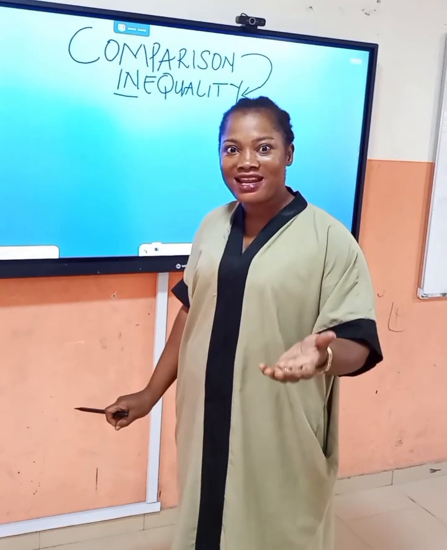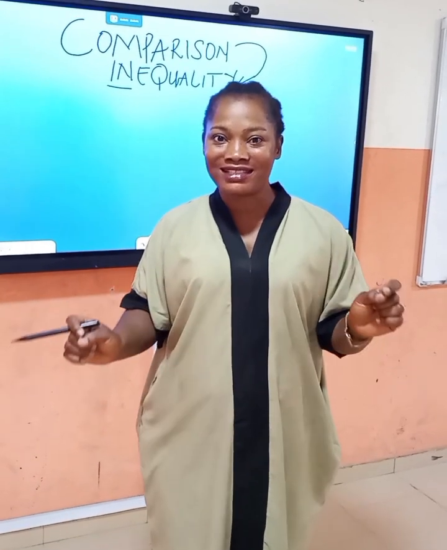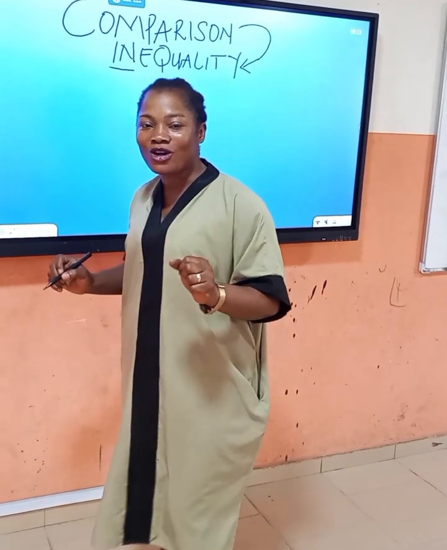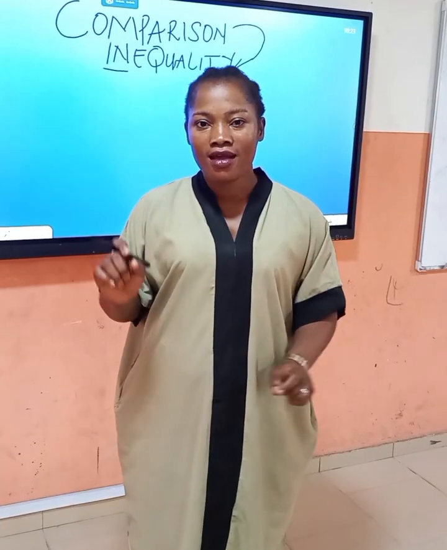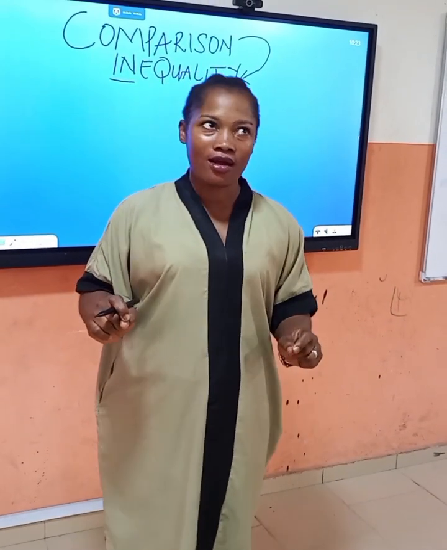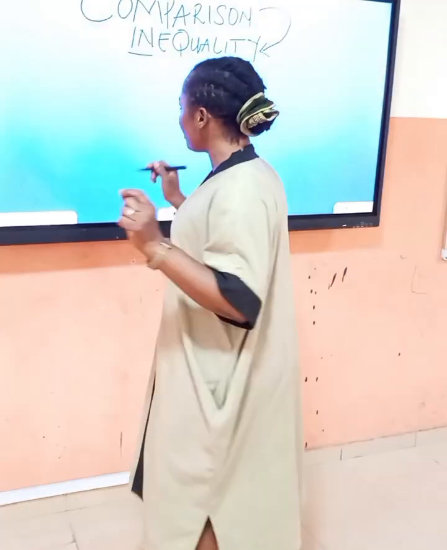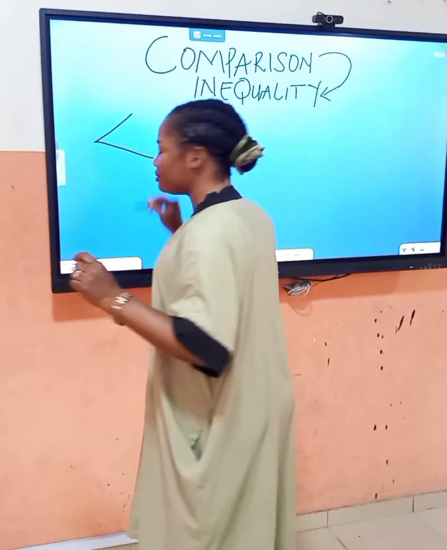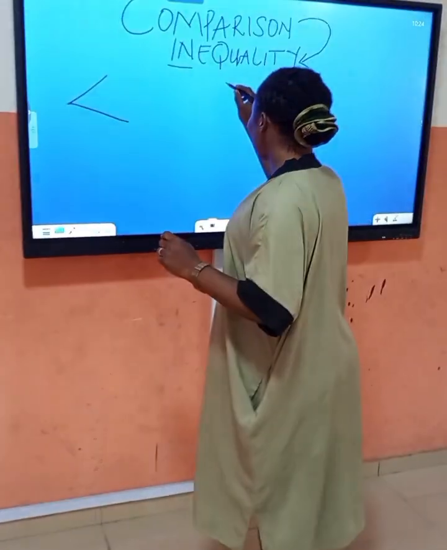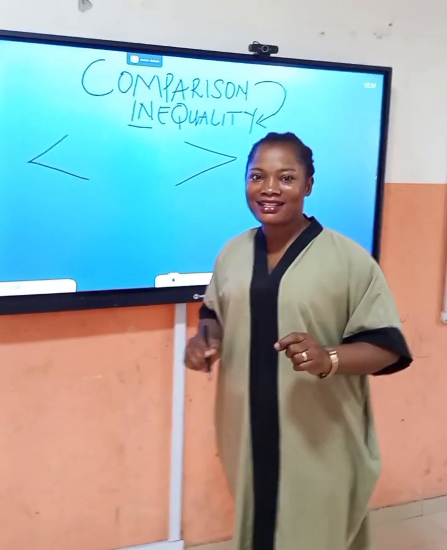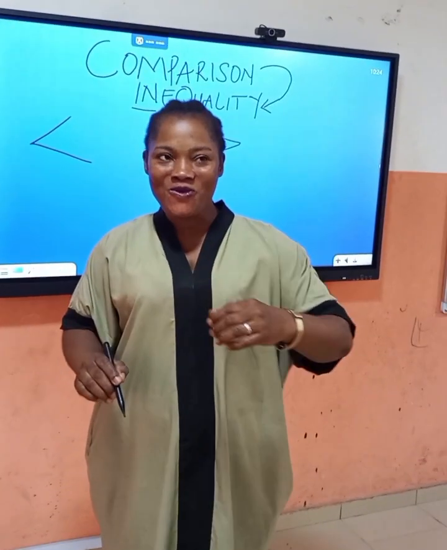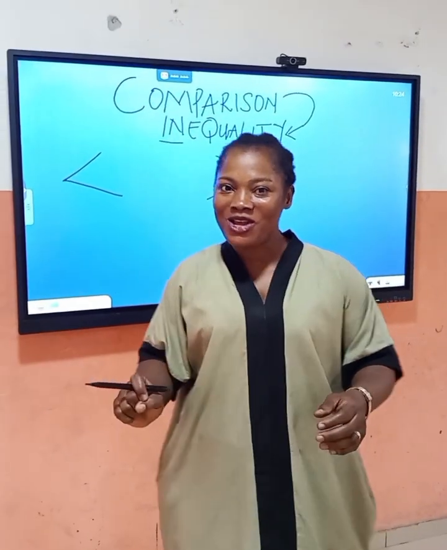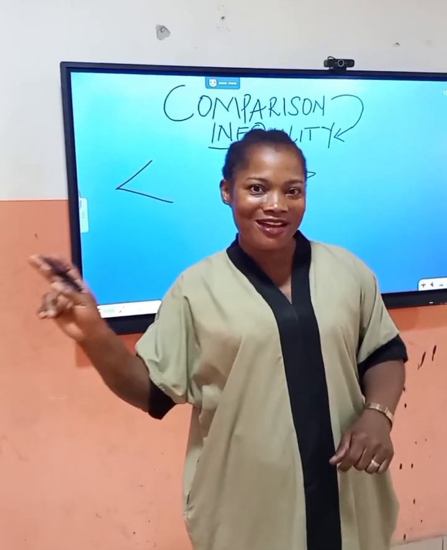Now, what are the signs you can use to explain or understand inequality in mathematics? We have what we call less than, greater than. If I'm to give you the signs, let's see what the signs look like. I will call this a less than, and I will call this a greater than. Same way you read your book from the left to the right, in the same way you will have to read your inequality signs from the left to the right.